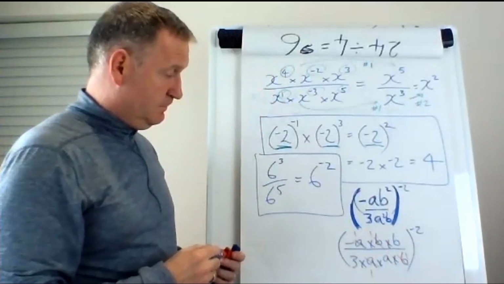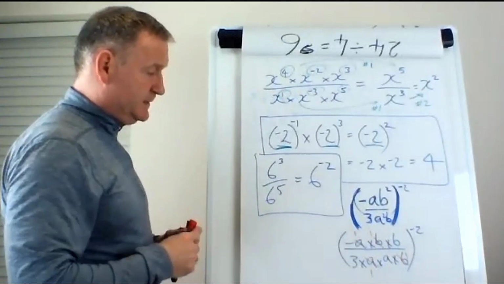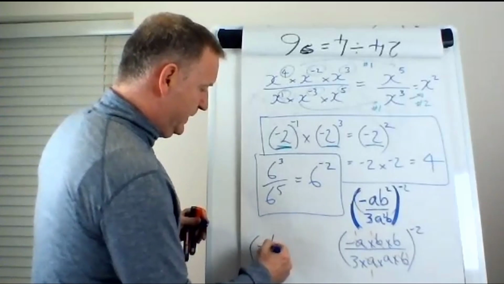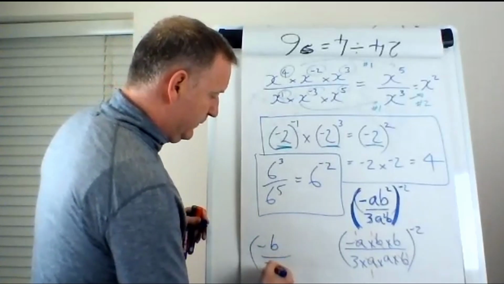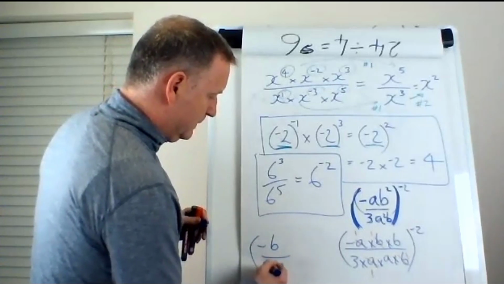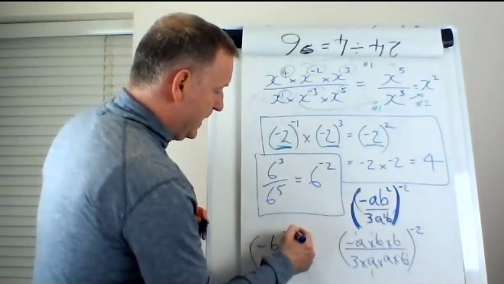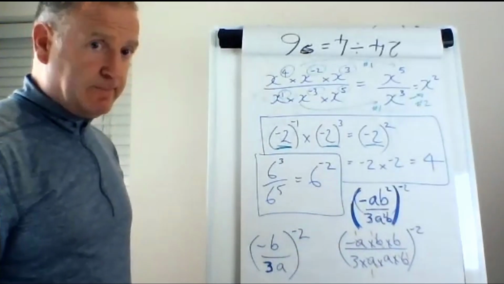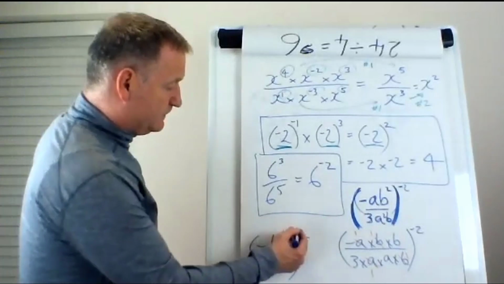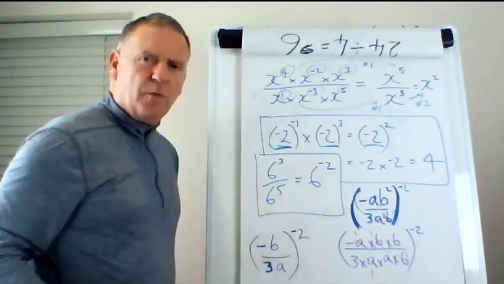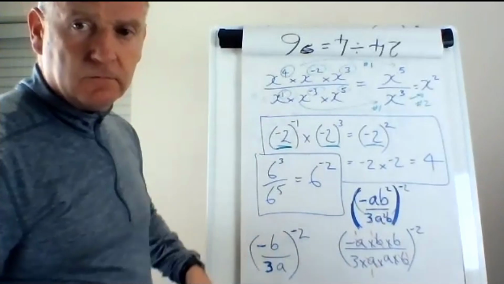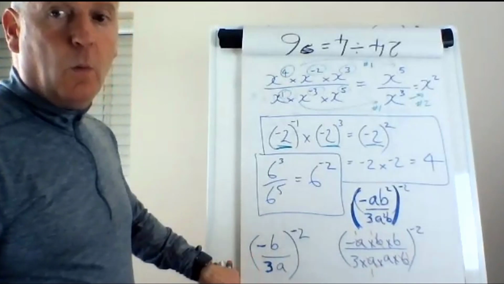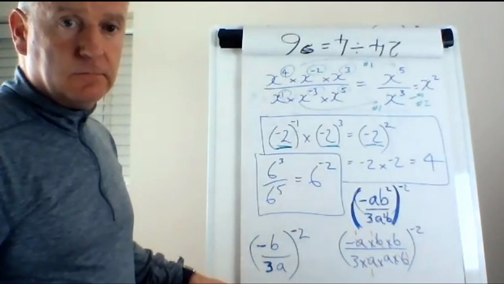So now what you've got is, I'll do it over here, okay? Negative B over 3A, to the power of negative 2. Do you see that okay? But hey, hang on, look. The negative power means what? One thing only. 1 over.